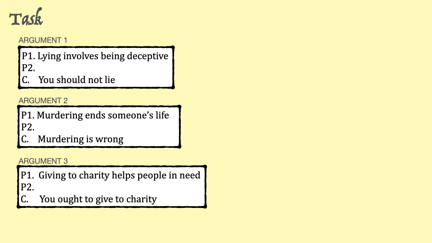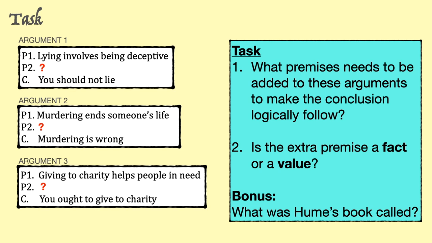Let's have a go at a task to try and make this a bit clearer in your minds. Look at these arguments that all move from an is to an ought. They have a fact as a premise and a value as a conclusion. What hidden premises are required to make these arguments logically follow? These are not meant to be good arguments. The only purpose these have is for you to distinguish between facts and values and to understand Hume's point that values cannot come from facts alone.